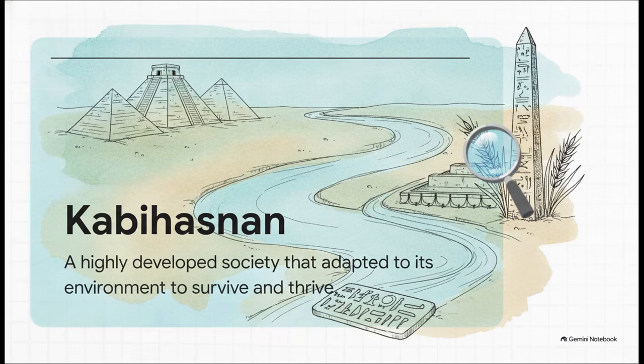So, how exactly did early humans stop wandering the wilderness and start building massive monuments? Well, it all comes down to one absolutely essential word, kabihisnan. I'll say that again, kabihisnan. The root word hidden in there is bihesa, which means skilled or expert. Therefore, kabihisnan translates to civilization. It's a highly developed society of skilled people that adapted to its environment to survive and thrive. This is literally the ultimate root word for the entire course. Whenever your test asks about early human progression, you're always looking for how they built a kabihisnan.